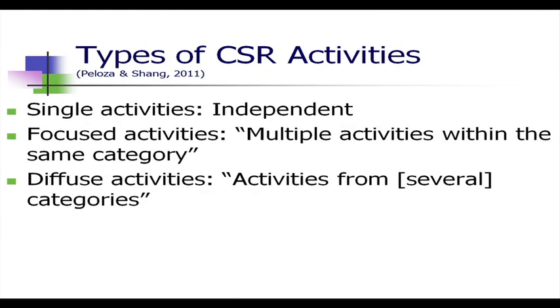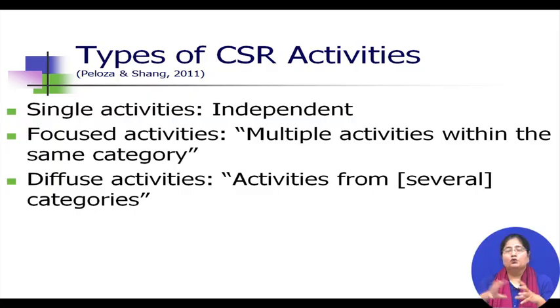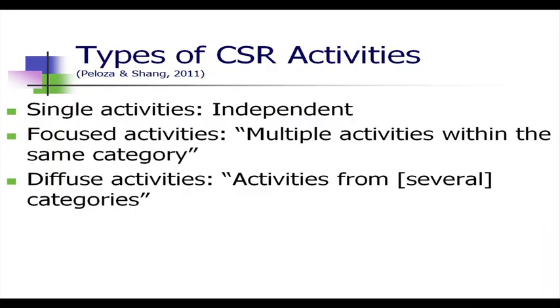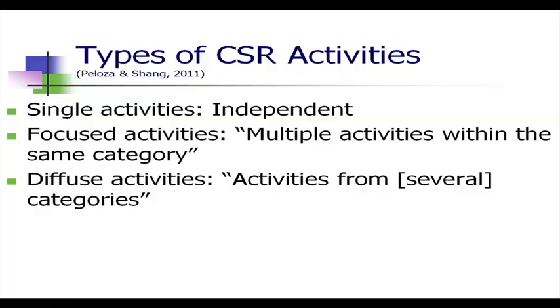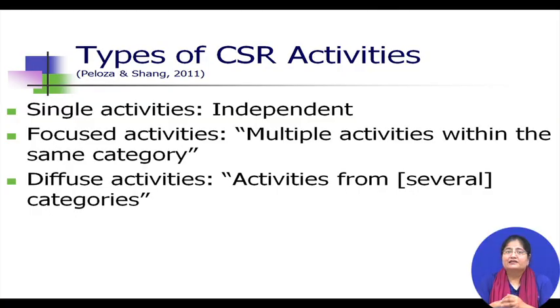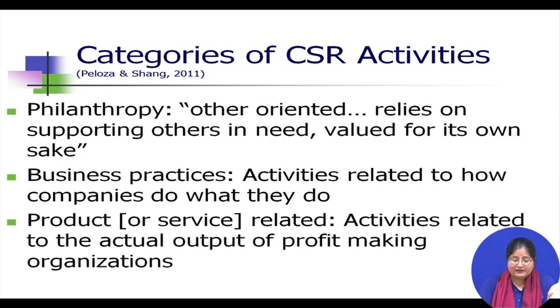Now, what Pelosa and Shang have done is they have bundled CSR activities, depending on how many types of activities and how many categories they cover, into single, focused and diffuse activities. What are these? Single activities are independent activities. They are done just independently. So, they could be single philanthropic activities, single activities in business practices, single product or service related activities. I'll give you different examples of these.